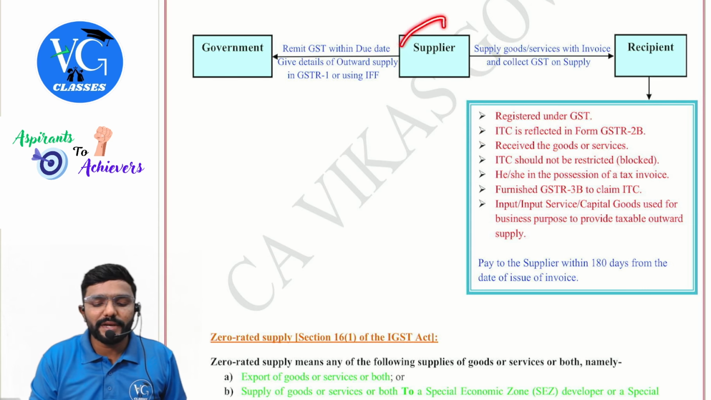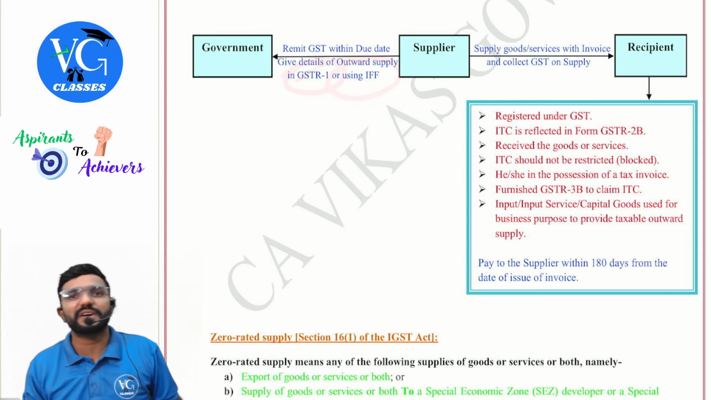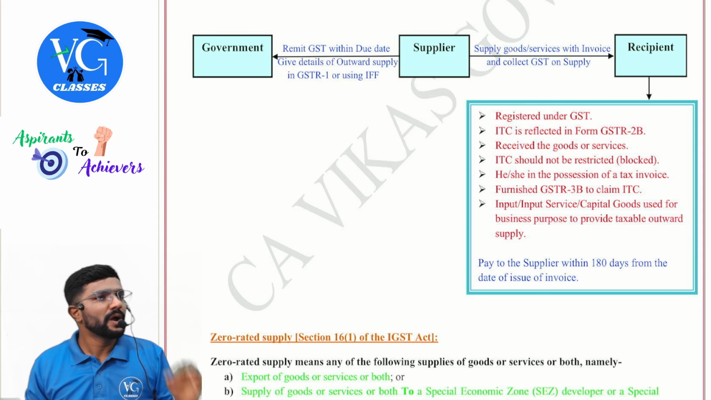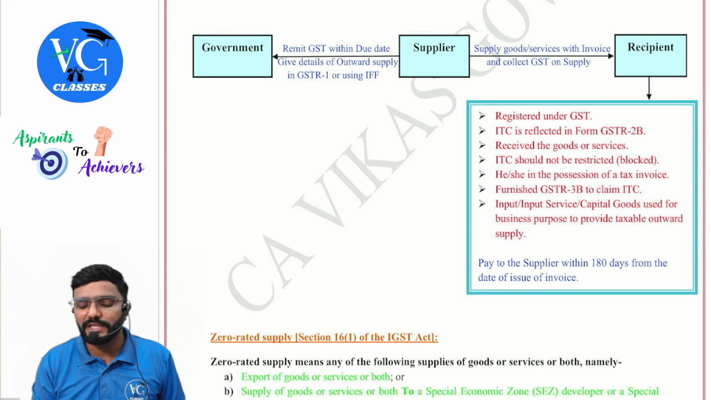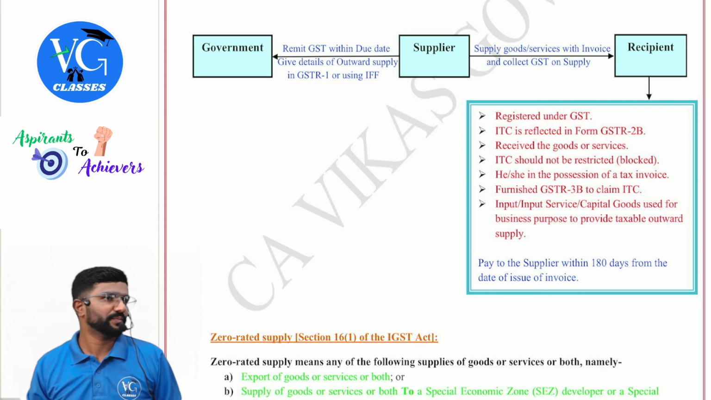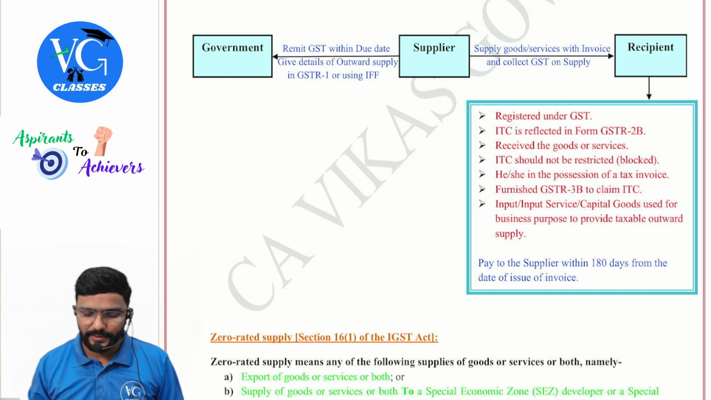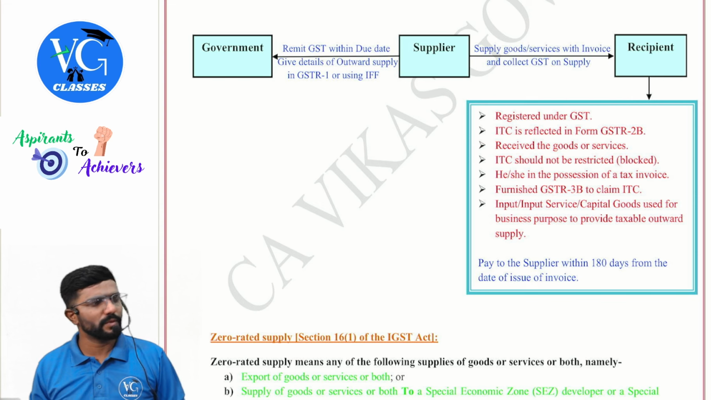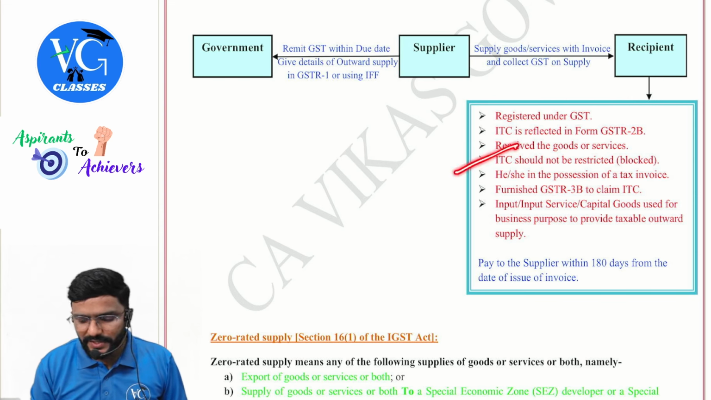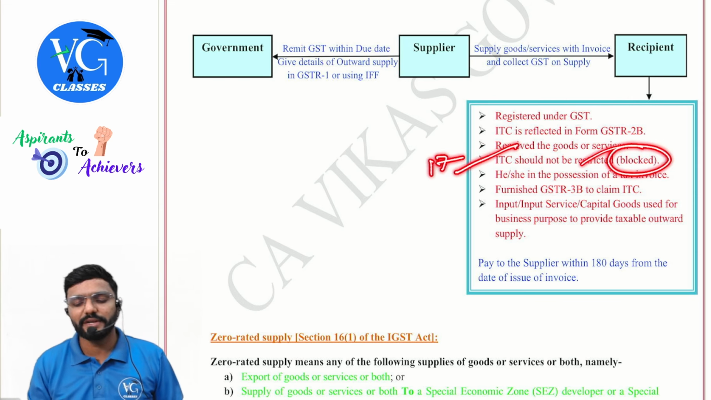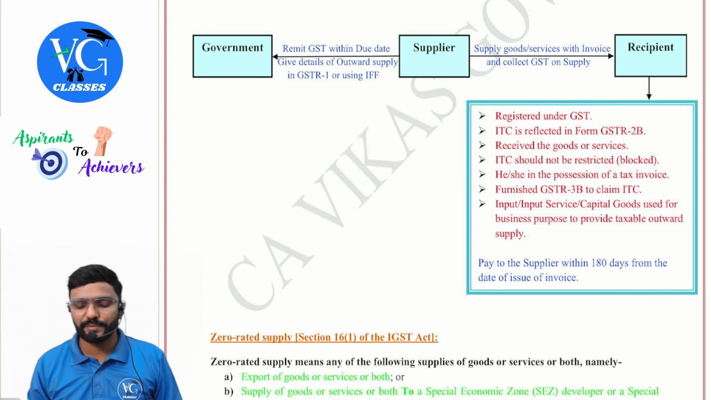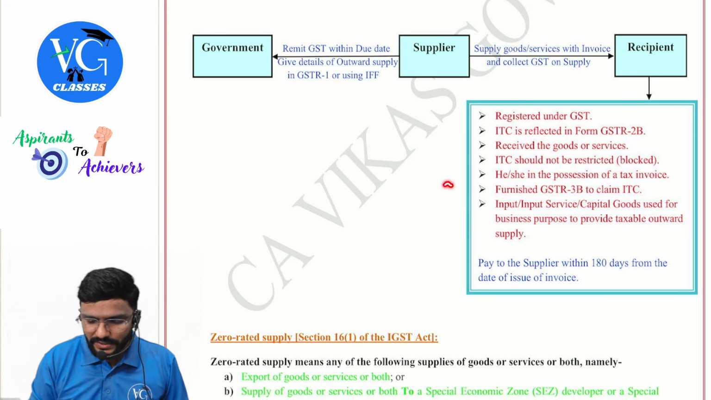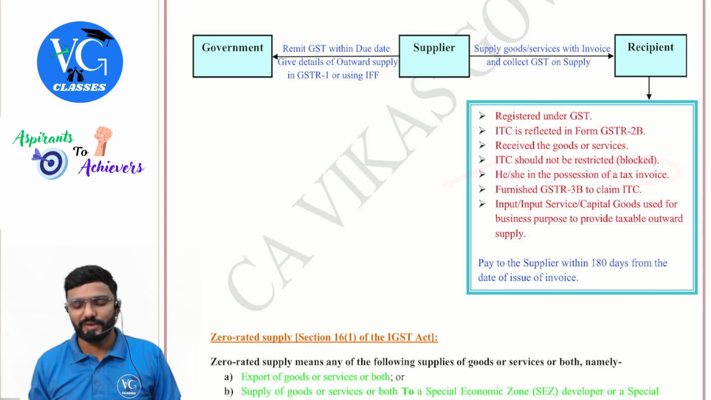Guys, when the supplier gives the details of his outward supply in GSTR 1 or using the invoice furnishing facility under QRMP, it will automatically reflect in GSTR 2B of the recipient. Yes, sir. Then the recipient has actually received the goods or services. Okay. Then ITC should not be restricted or blocked for him as per section 17. It should not be blocked for the recipient. Okay, sir. Then he or she should be in possession of the tax invoice.